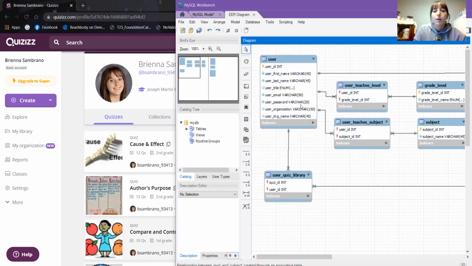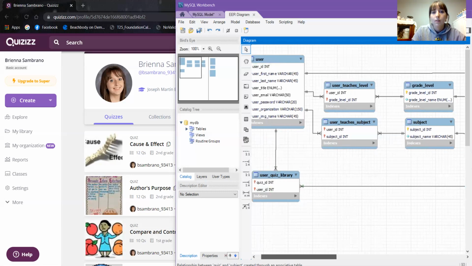Each user can have many quizzes. Each quiz can be saved by many users. So it's resolved by this linking table down here, the user quiz library, that will show the quiz ID and the user ID and show what quizzes are in each user's library. There is probably a lot more data on here than I thought of, but those are some of the basics.